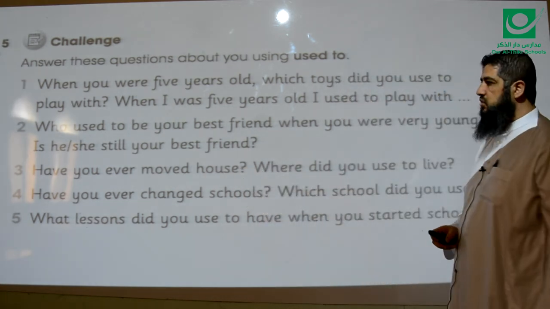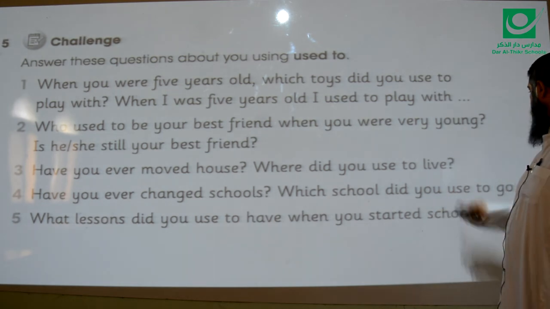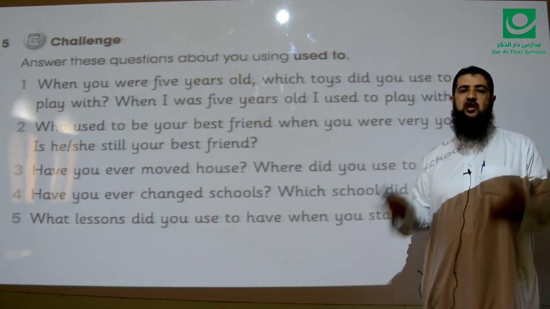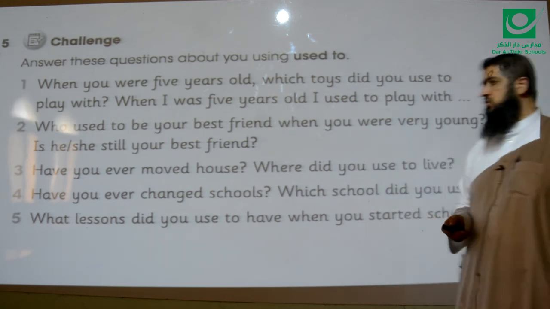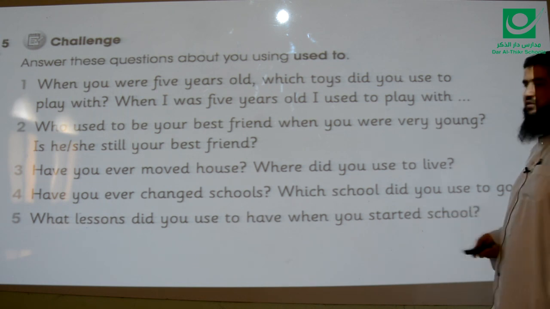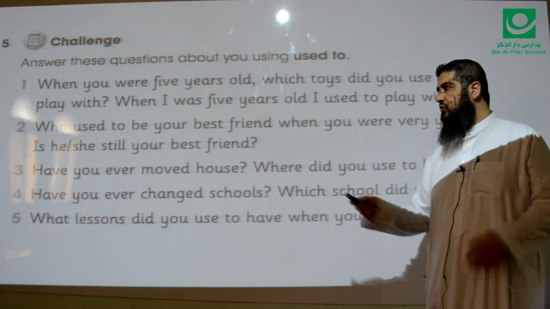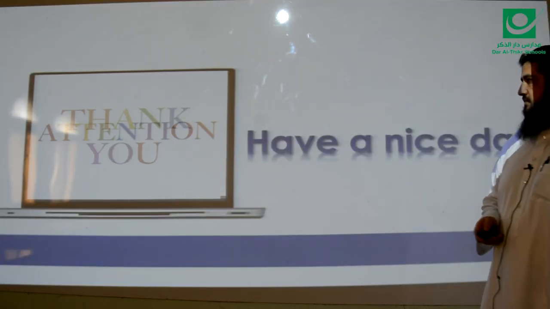Where did you used to live? Have you ever changed schools? Which school did you used to go to? Before you came to Dar al-Dhikr, you can say, I used to go to, and say the name of your past school. And number 5, what lessons did you used to have when you started school? You know, some of the subjects you stopped learning. Now you are in the upper level.